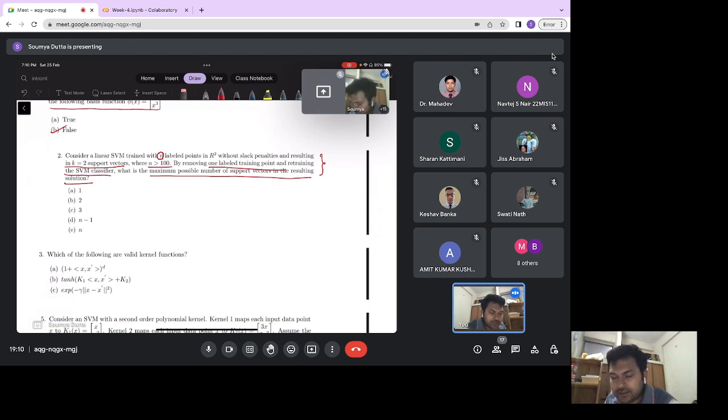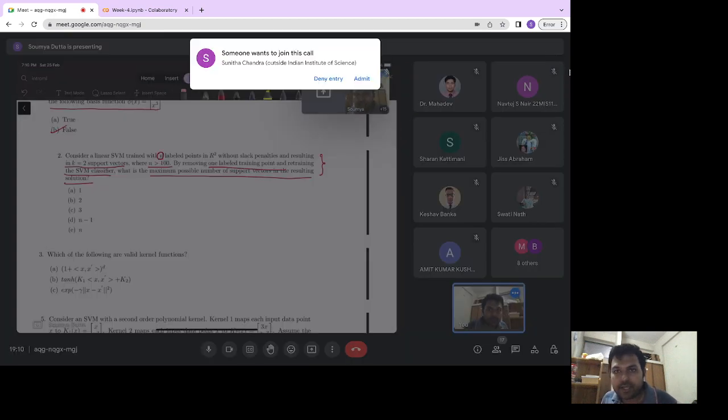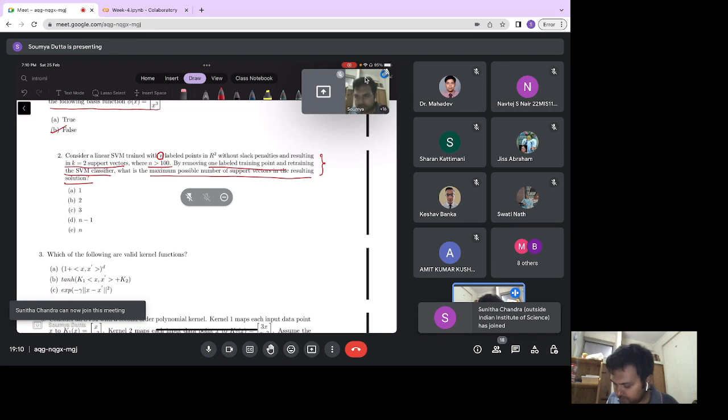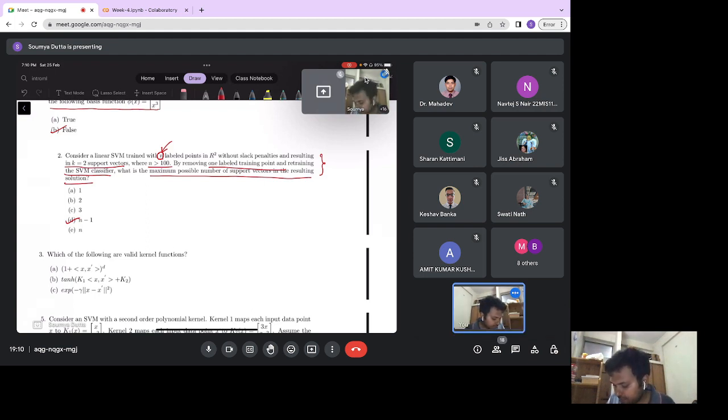So the answer is, if you have gone through the lecture, it has been mentioned that potentially all of your points can be support vectors. All of your points can turn out to be the support vectors of your resulting SVM. And therefore the answer would be n minus 1, because you had n labeled examples and you have removed one. So you have n minus 1 points remaining, and therefore n minus 1 would be the correct answer, right?